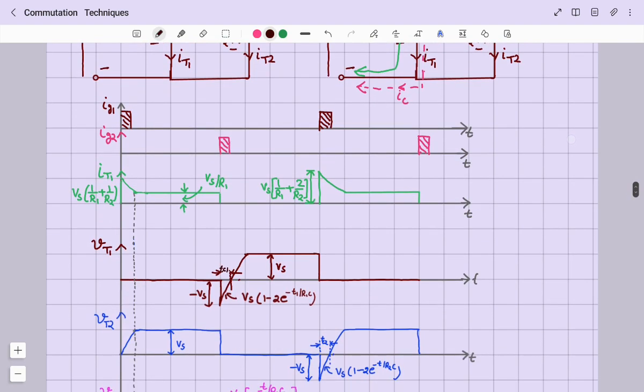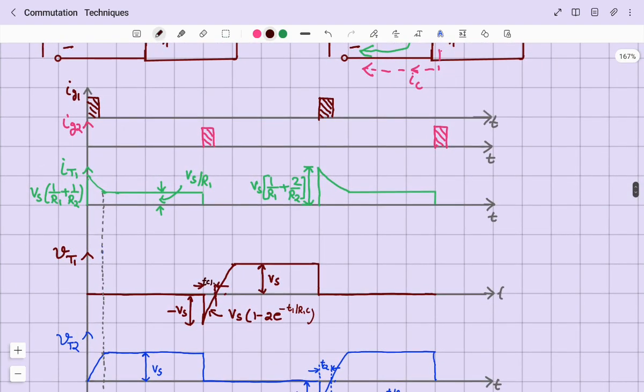You can notice here we have triggered the thyristor T1. The moment you trigger, the two currents flowing through the thyristor are Vs by R1 and Vs by R2, because at the initial point the capacitor acts as a short when it is uncharged. So at t equal to 0, the current flowing is Vs by R1 plus Vs by R2. After that, the load current Vs by R1 is flowing through thyristor T1.